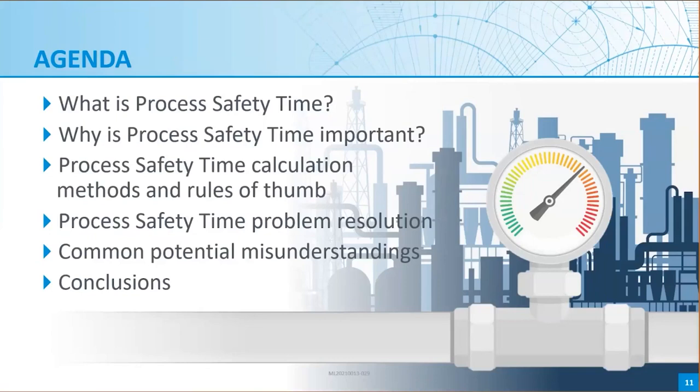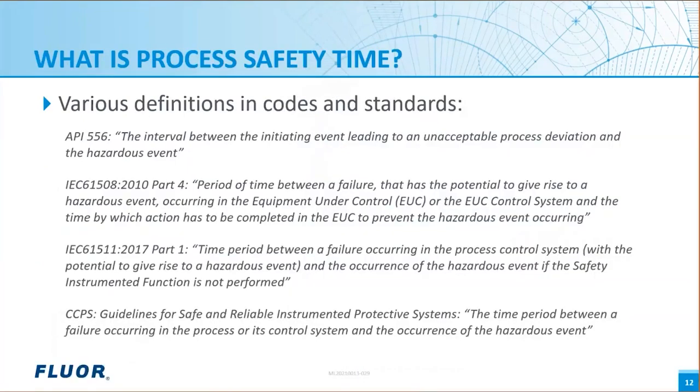So with that said, I think we can dive straight in and look at some official definitions. I've picked out some of the written definitions in various codes and standards. They're actually all very similar. If we pick my personal favorite, from IEC 61508 2010 Part 4, which I know everyone will have under their pillow, it defines process safety time as the period of time between a failure that has the potential to give rise to a hazardous event occurring in the equipment under control or its control system, and the time by which action has to be completed in that system to prevent a hazardous event occurring.